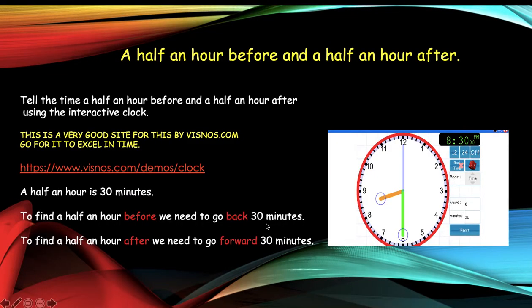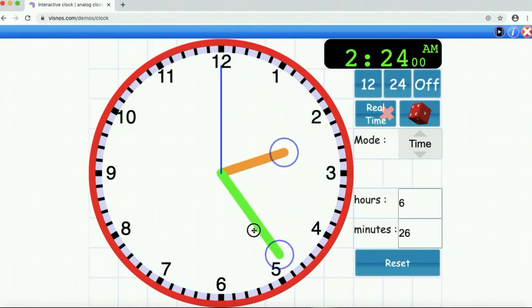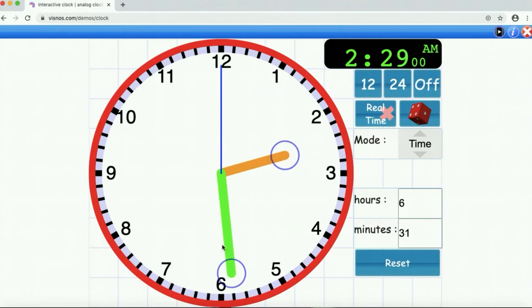And to find half an hour after, we have to go 30 minutes after. Okay, students, now we will see another level of reading time using after. Before we start this, I want you to be aware that this is a whole, and when we divide this whole into two parts, each of the two parts is called half. So this is half and this is half. In each half we have 30 minutes.